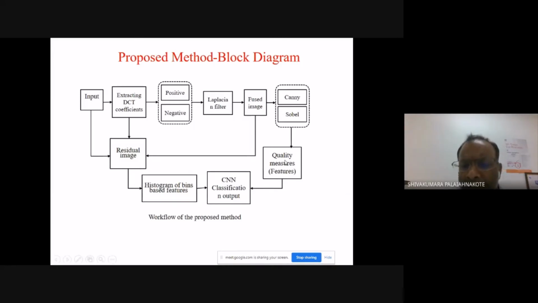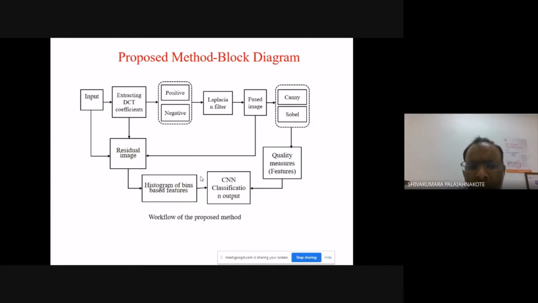Now I'm extracting some quality measures, some features, and finally we pass them to a CNN. Quality measures alone are not sufficient, so we bring in input images, and from the input image we get information from the DCT, the residual image, and histograms. That means we use the input image, the frequency domain and the spatial domain, and combine them because it's a very tough, very challenging problem.